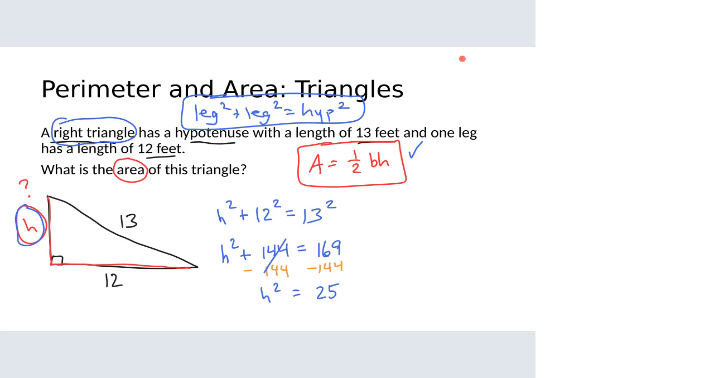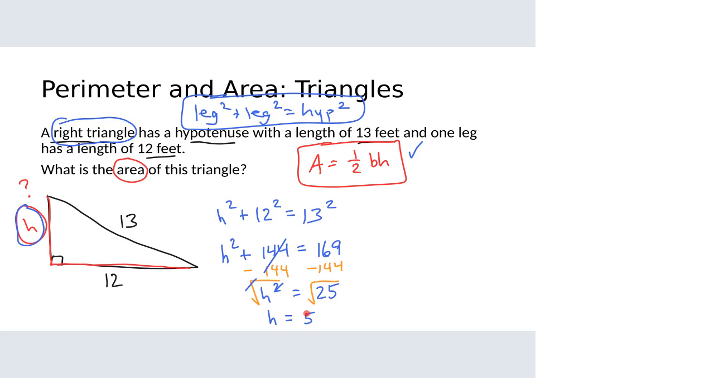In order to get rid of squaring, I've got to take the square root on both sides. On the left-hand side, squaring and square root cancel each other out. On the right-hand side, I get 5. And I've just done a ton of work. I used a formula. I drew a picture. I've done all kinds of things. Kind of feels like, am I done?